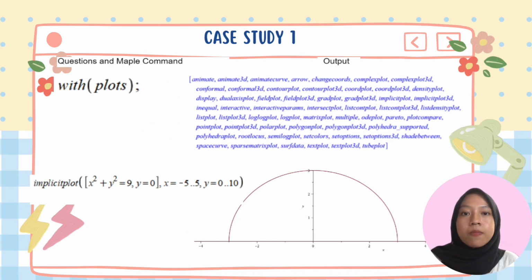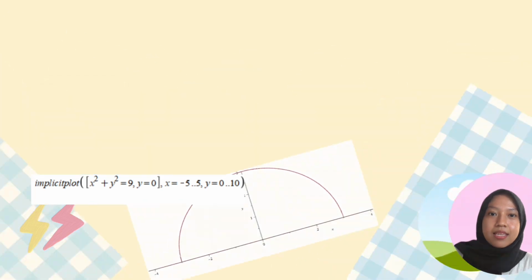Here, the equation represents a circle with radius of 3 centered at the origin. However, since the y range is 0 to 10, only the upper half of the circle, which is a semicircle, will be visible. The equation y equal to 0 corresponds to the x-axis, and it will be displayed as a horizontal line across the specific x range from negative 5 to 5. This plot visually shows the upper half of the circle intersecting with the x-axis.